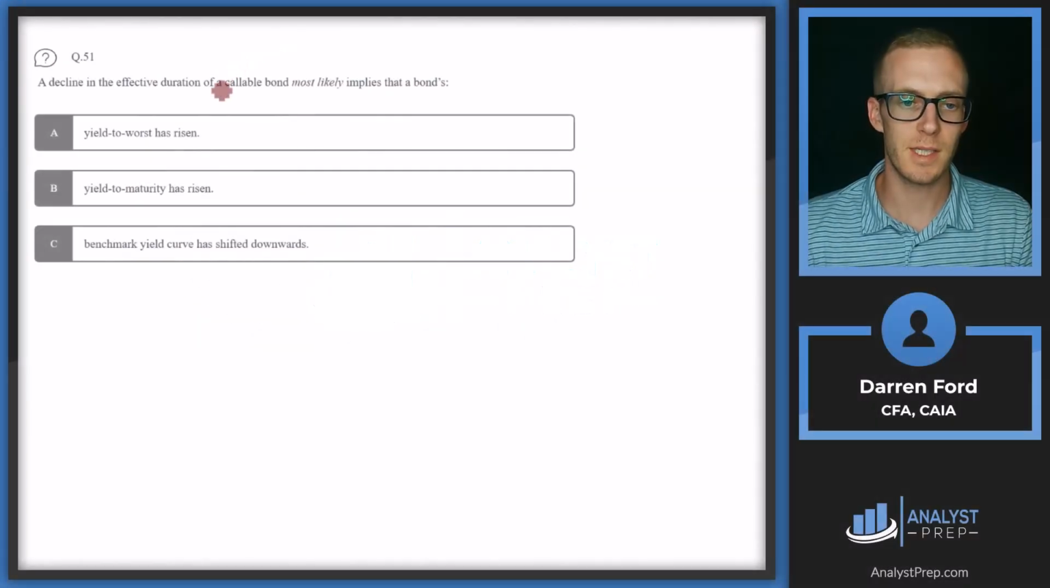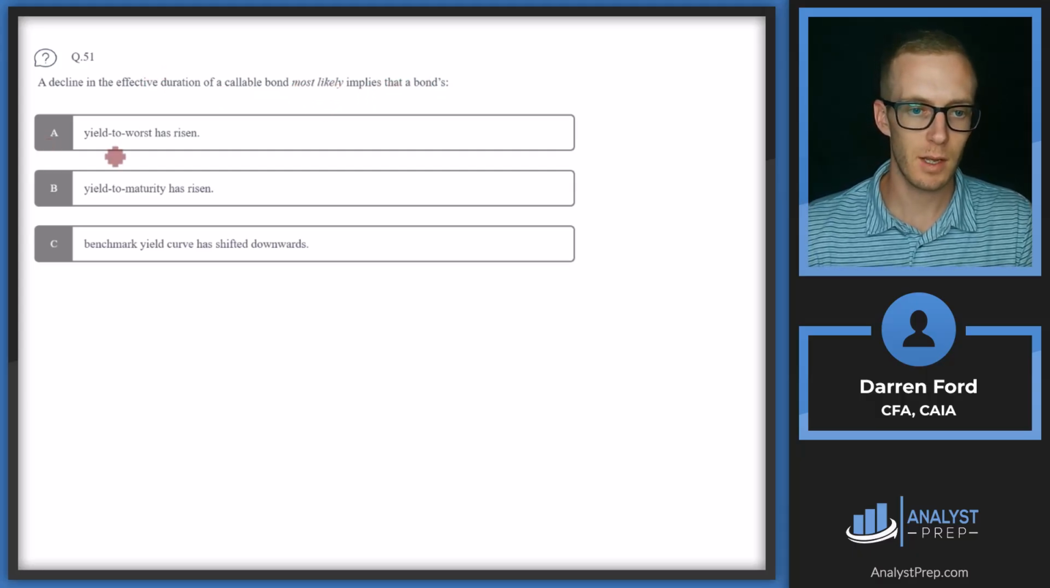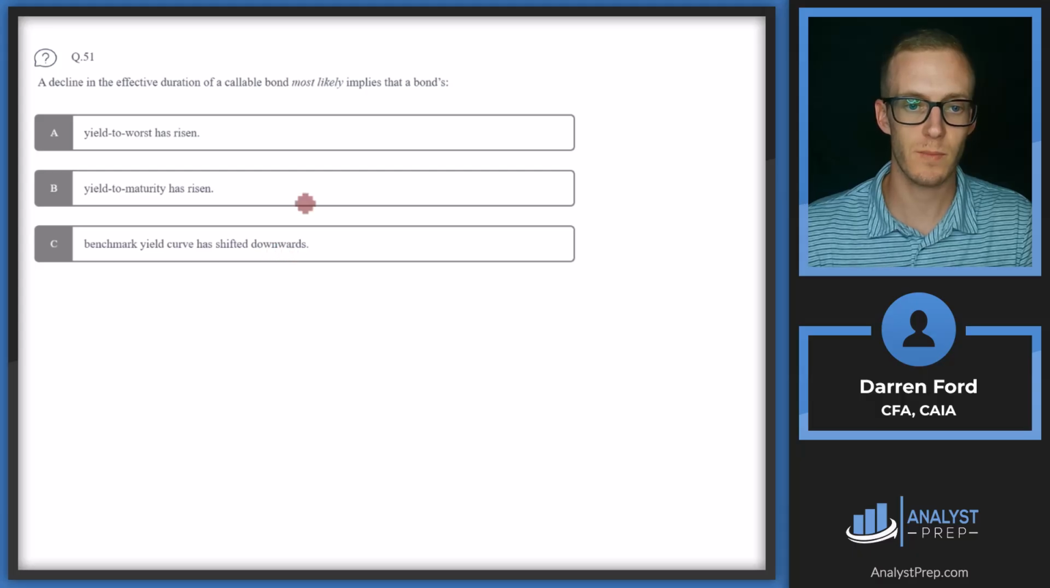Question 51. A decline in the effective duration of a callable bond most likely implies that a bond's A, yield to worst has risen, B, yield to maturity has risen, or C, benchmark yield curve has shifted downwards. So as far as yield to worst and yield to maturity, these won't necessarily have any effect on the duration of a callable bond.